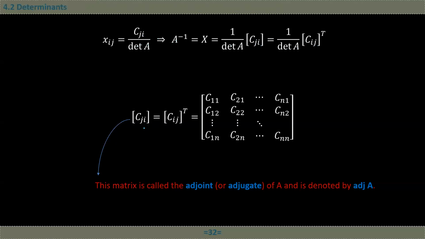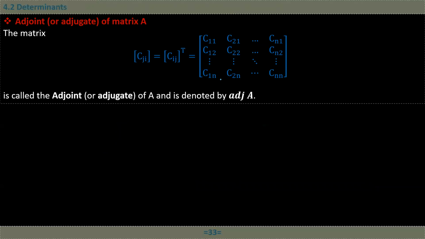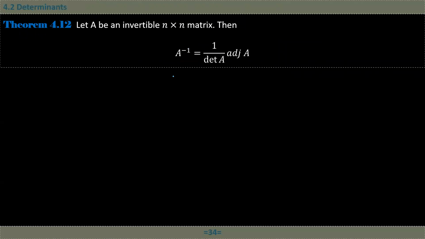So Cji deserves a special name, and we are going to call this the adjoint of matrix A. What is Cji? That is Cij transpose. That means first evaluate the cofactors, and after that transpose, it gives us the adjoint of matrix A. After that, if you divide it by the determinant of A, we will get the inverse of the matrix. That is how we obtain this formula. So the matrix Cji is called the adjoint or adjugate of A, and is denoted by adj, the first three letters of the word adjoint, of A. So here we have C11, C12, C1n, and C21, and so on, because that is the transpose of Cij.